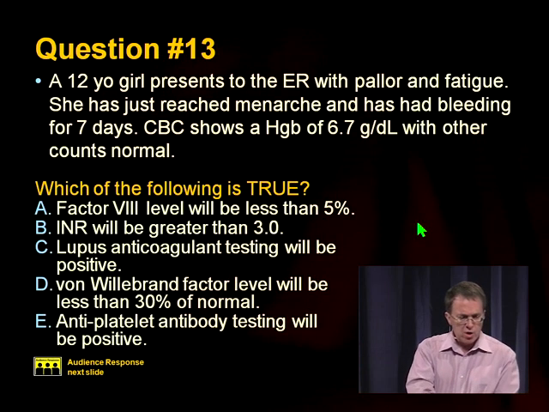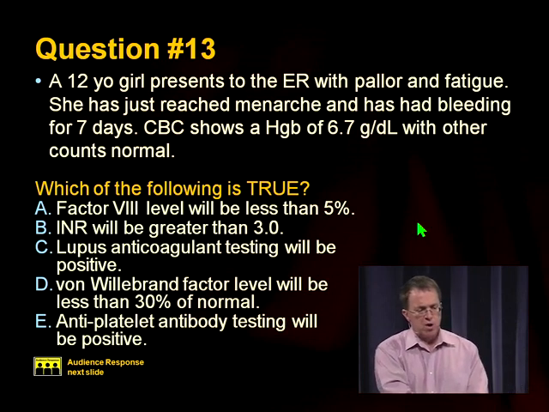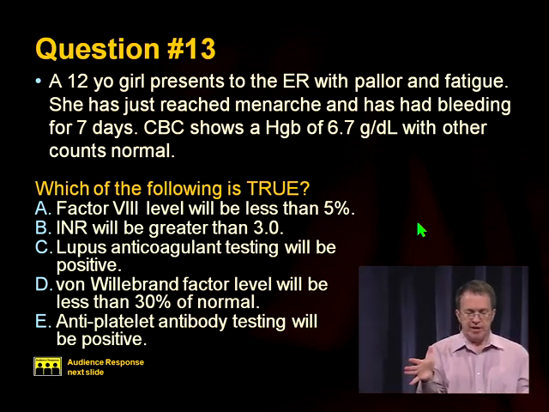Okay. Question number 13. A 12-year-old girl presents to the ER with pallor and fatigue. She has just reached menarche and has been bleeding for 7 days. CBC shows a hemoglobin of 6.7 with other counts normal. Okay. What is the diagnosis here?